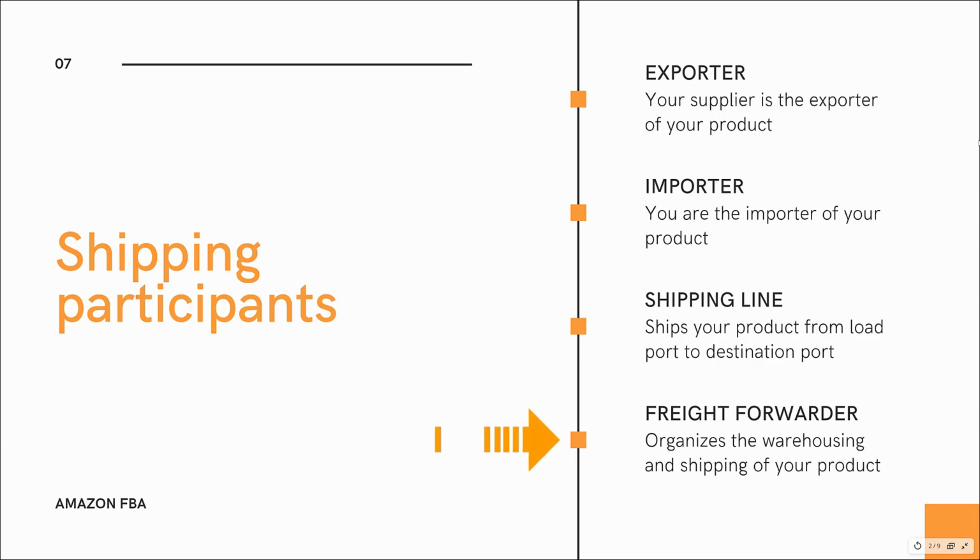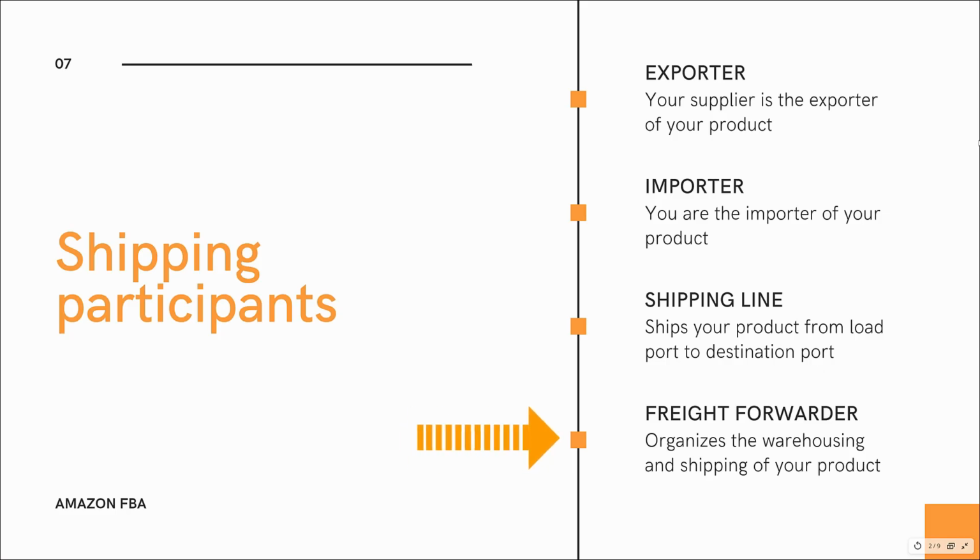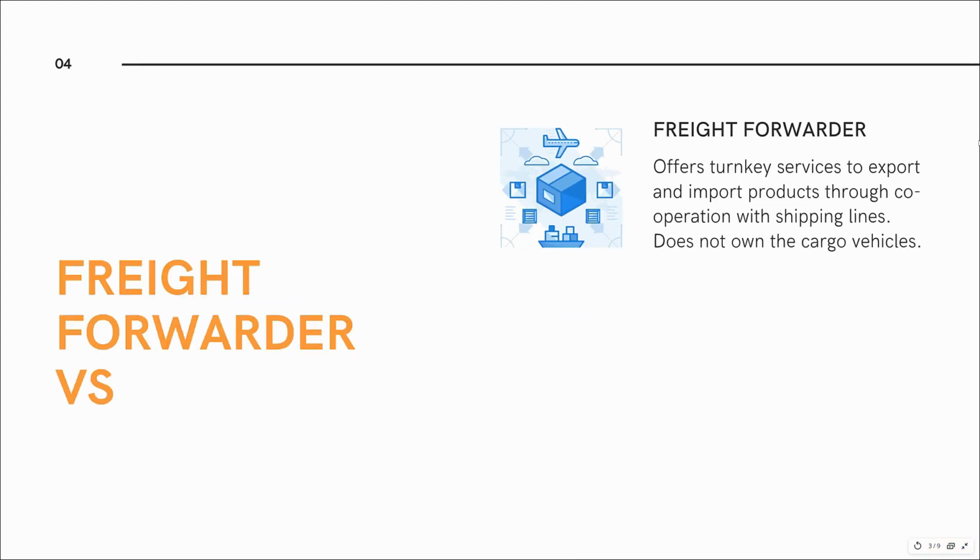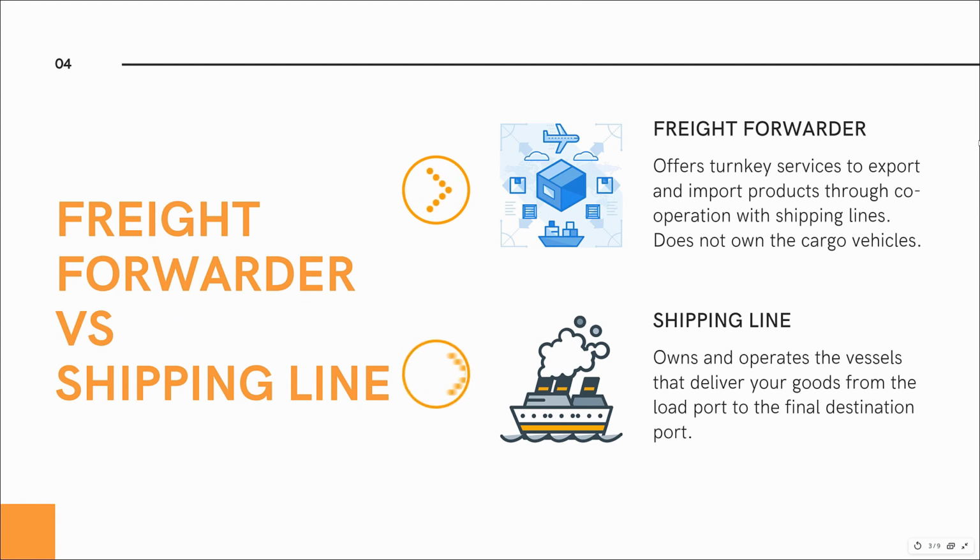And then freight forwarders, probably the most common participant or the most mentioned phrase out of the lot, and they are the ones who organize everything. They basically bring all these components together and make it happen. So they're involved in organizing the warehousing and shipping of your products from point A to point B, organizing everything, documentation, payments, etc.